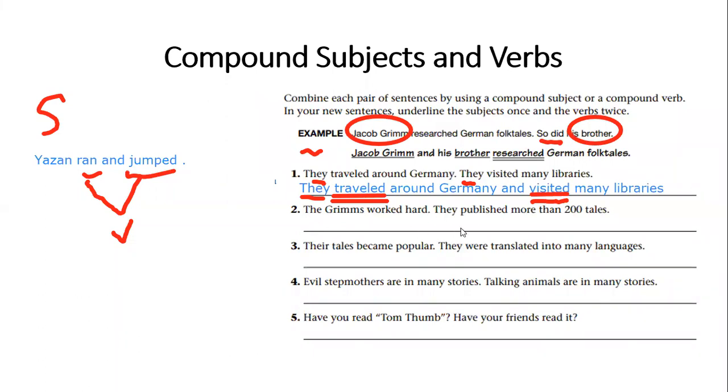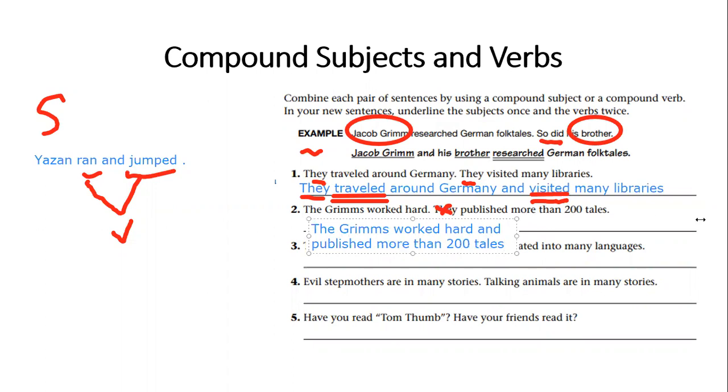The Grimms worked hard. They published more than 200 tales. So they here is referring to the Grimms. So shall I repeat it? Of course not, we don't have to repeat it. So we're having different what? Different verbs. So let's do it now. We're going to have compound verbs here. So the sentence: the Grimms worked hard and published more than 200 tales. Great.